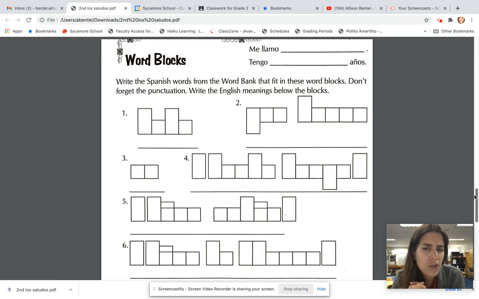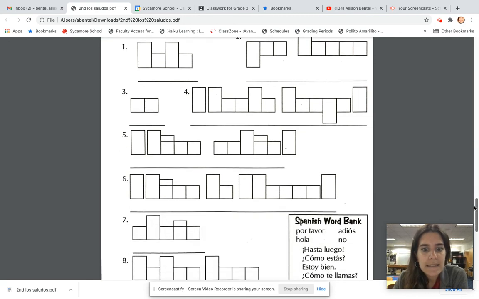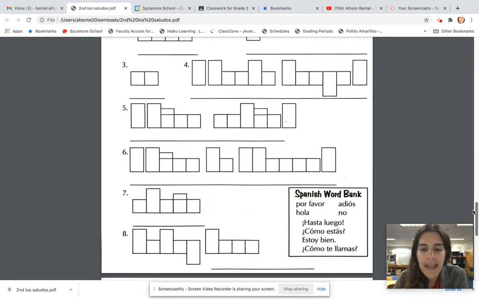I believe in 1st grade, if you were with me last year, we did maybe 1 or 2 of these word block papers. But the directions on the top say, write the Spanish words from the word bank that fit in these word blocks. Don't forget the punctuation. Write the English meanings below the blocks. So this is kind of like a puzzle. Es más o menos como una rompecabezas. And we have a word bank at the bottom.